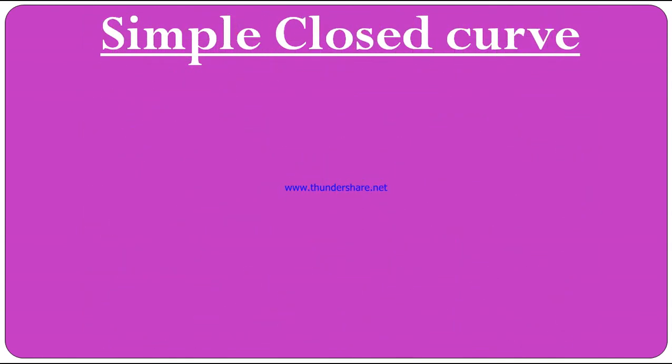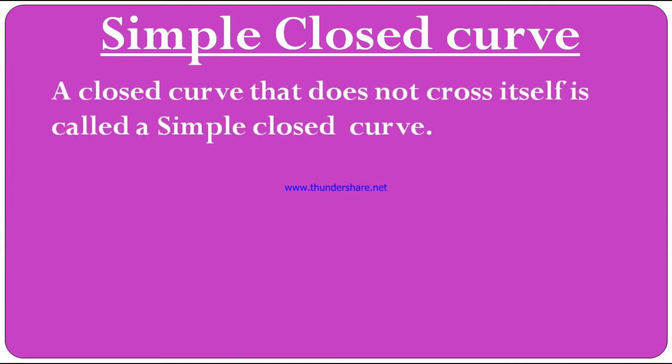Simple closed curve. We have seen what a curve is. Whatever you scribble on the page, that is a straight line or curved line, it is called a curve. Closed curve means the starting point and ending point will be the same. Then what is a simple closed curve? A closed curve that does not cross itself is called a simple closed curve.